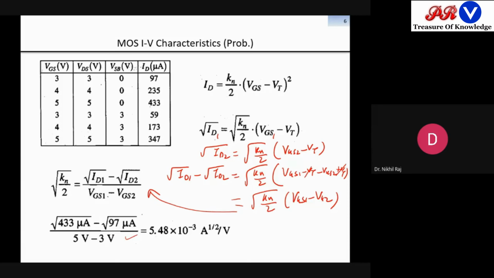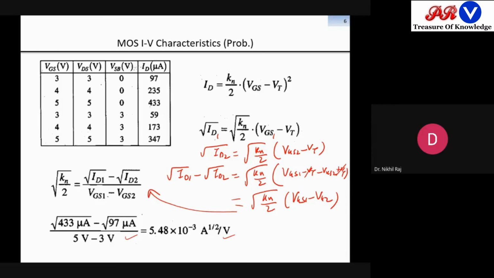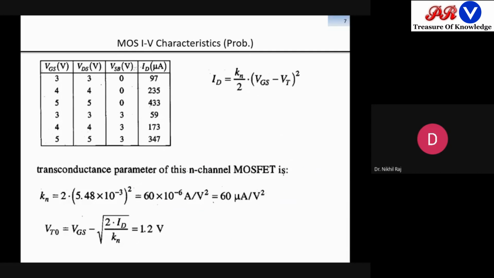So from here directly they have calculated Kn first. So this way also you can calculate Kn, and once Kn is calculated, from here 5.48, then what will be Kn? Kn will be, taking the square of this one, then multiplying by 2 will give you the Kn value. And then they have calculated Kn equals 2 into the same thing. First they have taken the square, then multiplied by 2, because we got the value of square root of Kn by 2 equals 5.48.